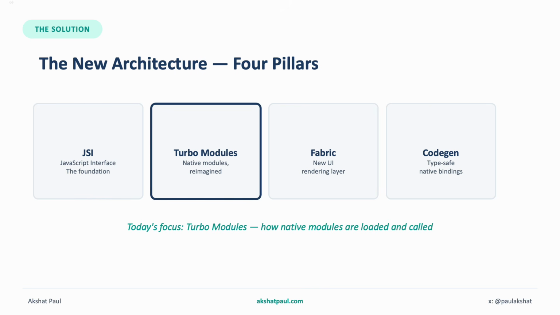The new architecture actually has four moving parts that work together. JSI is the foundation. I'll explain exactly what that means in a second. On top of JSI, you've got turbo modules, which handle native module calls. Fabric handles UI rendering. That's a separate topic, not what we're covering today. And Codegen ties it all together by generating type-safe native bindings from your JS or TypeScript code. Today, we're zooming all the way in on turbo modules specifically, how they replace the old native module system, and why that replacement matters so much for real-world app performance.